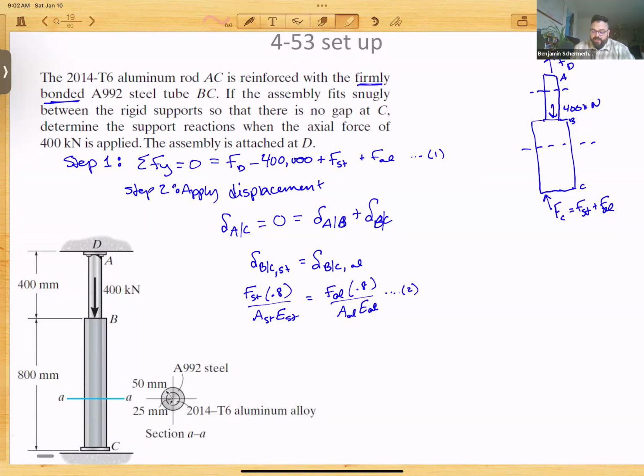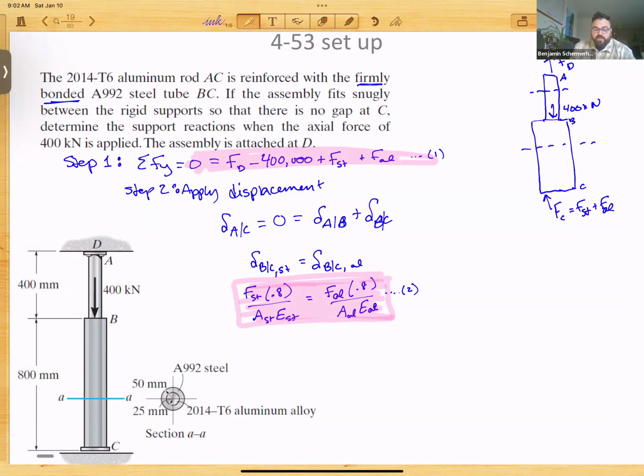And we can use that information to go back up to the first. So we're just going to highlight, because I like highlighting stuff to keep track of things. We have our first equation, which was our equilibrium equation.